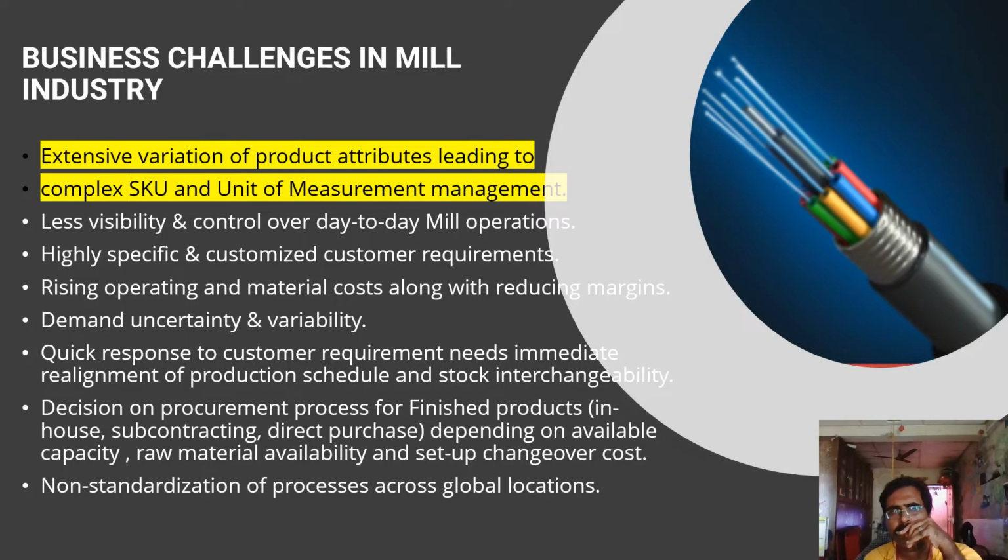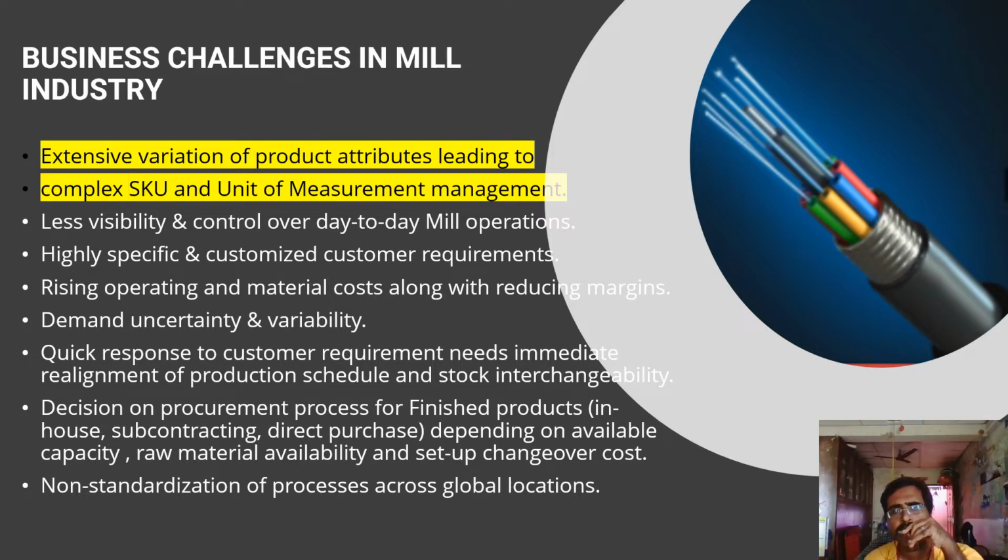So next, what are the key business challenges in the mill industry, right? Extensive variation of product attributes leading to complex stock keeping units and unit of measurement management, and less visibility and control over day-to-day mill operations. Highly specific and customized customer requirements, rising operating and material costs, demand uncertainty and variability. Responding to customer requirements needs immediate realignment of product schedule and stock interchange.